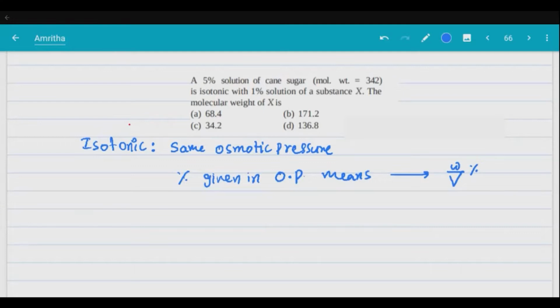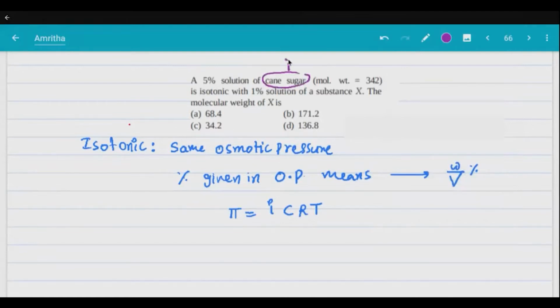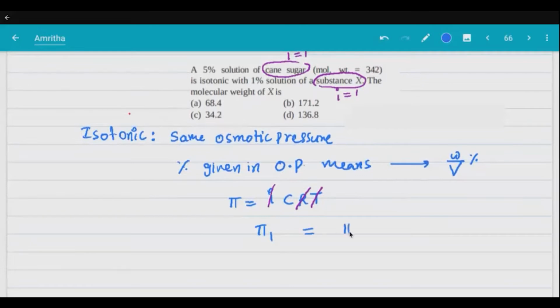So how do we use this? What is the osmotic pressure formula? Pi is equal to I into C into R into T. Here C means concentration, I means van't Hoff factor, R means universal gas constant, T means temperature. For cane sugar, I is equal to 1, and for this substance nothing is mentioned about ionization, so here also I is equal to 1. Temperature is not mentioned, so temperature is kept constant, and R is also constant. Osmotic pressure is the same, so pi 1 is equal to pi 2. So that means C1 is equal to C2. Basically concentration must be the same.